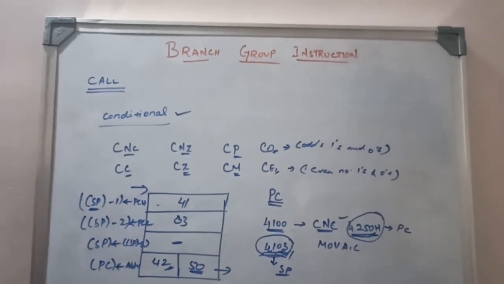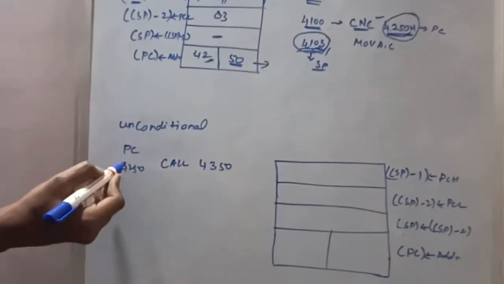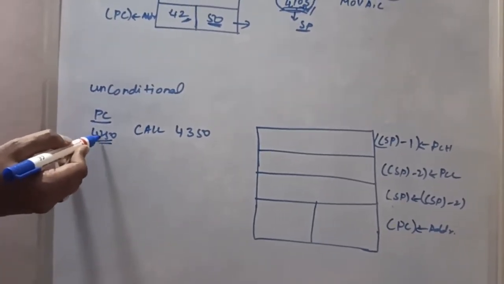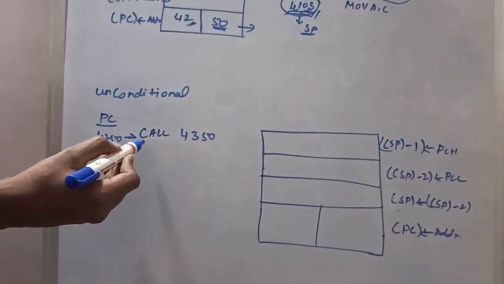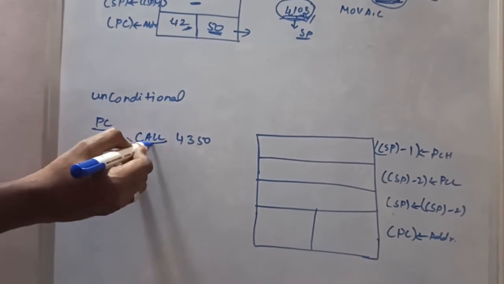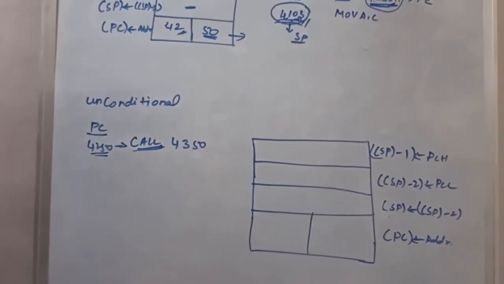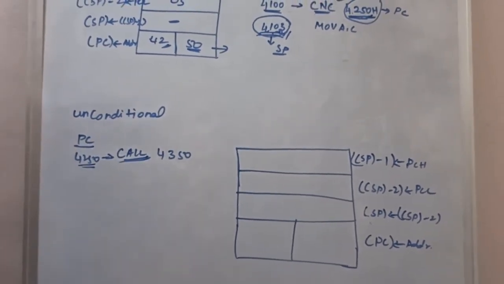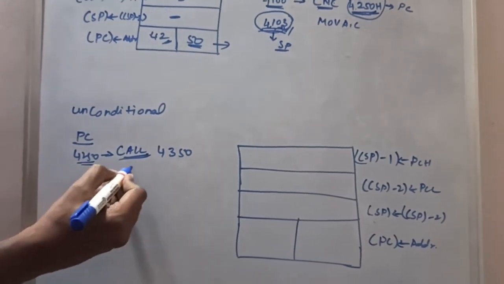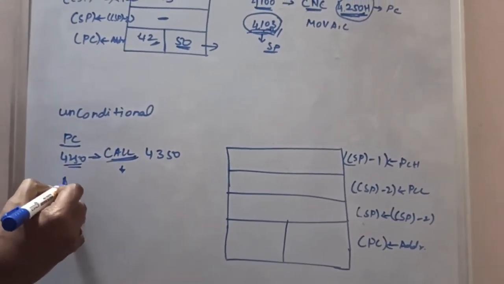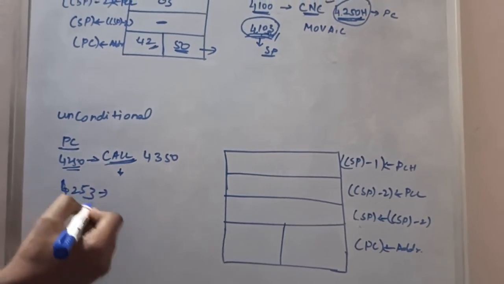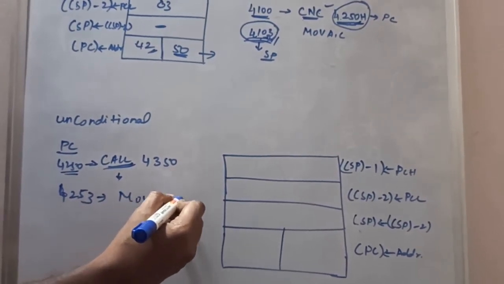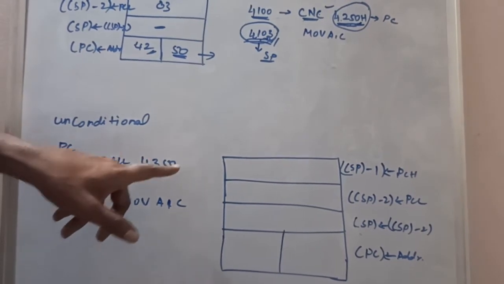The same operation is performed in the unconditional group. Here you can write the program. The program counter value before execution is 4250, pointing to the mnemonic CALL 4350. In this instruction we don't check any status, so without checking any status, the specified memory location is moved to the program counter. Here also you first save the next executing address location, 4253. In this location you can write one instruction, MOV A,C.